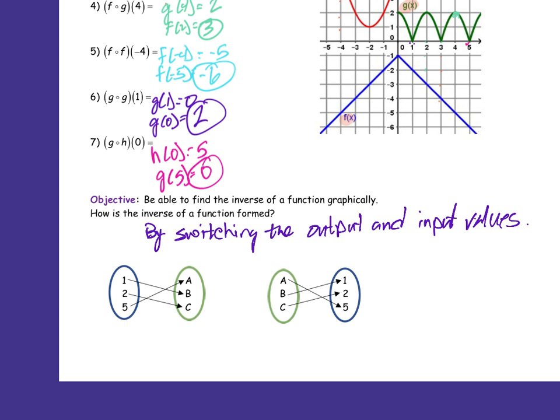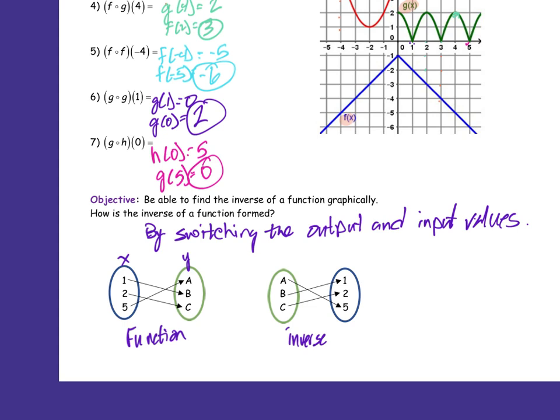Okay, so here's my x, or my input, here's my y, and then how I did it, how you find the inverse. So this is my function. This is my inverse. You just switch it. My y's become my x's and my x's become my y's, and that's it. That's how I find an inverse of anything.